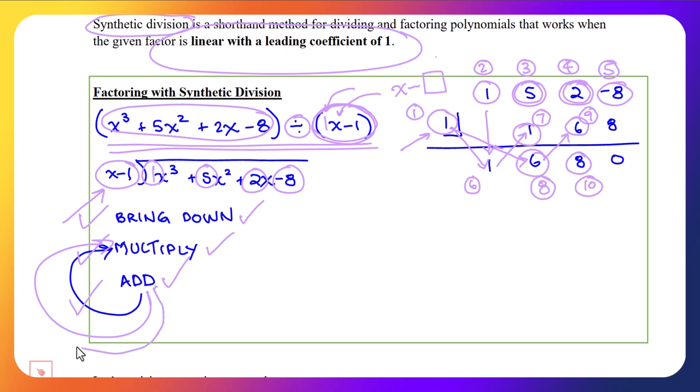Then after we add, we go back and do this again. Multiply the 1 times the 8, we get 8. That's the 11th step. That's the multiply step. And then we add the negative 8 and the 8, and we get 0. So that's the 12th step.